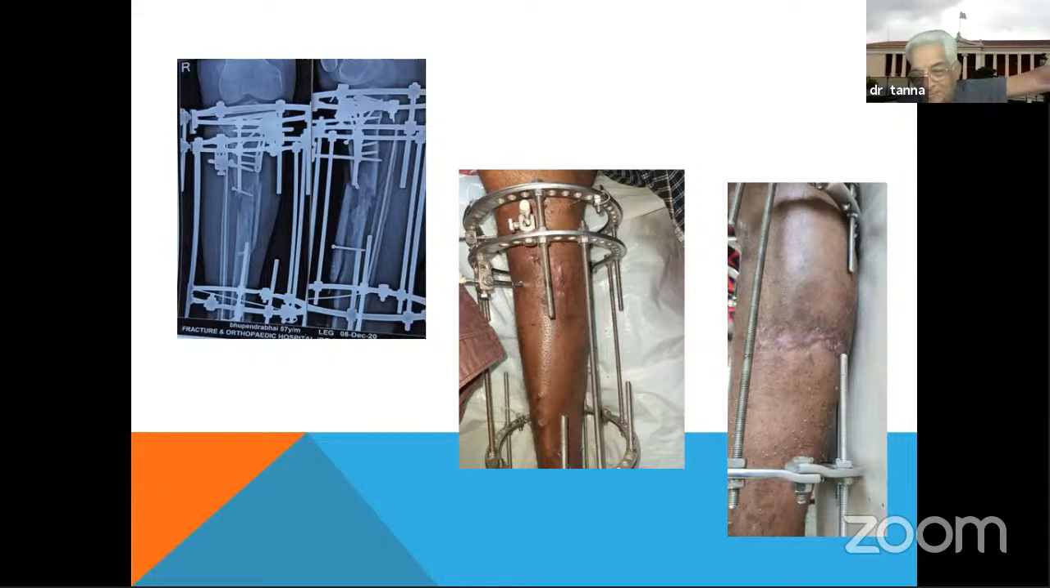If bone transport is there, probably things would be easy. Because all the possibilities may be there. When we started, we had all possibilities of the skin getting necrosed, the bone getting infected. Everything was there. But now the things are as such.